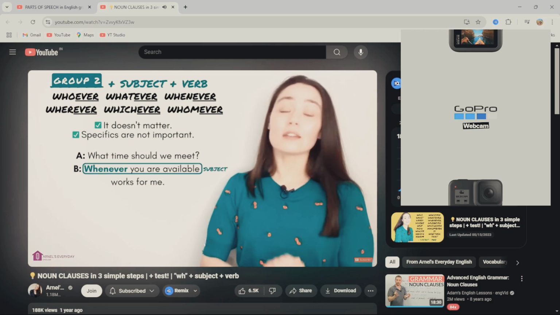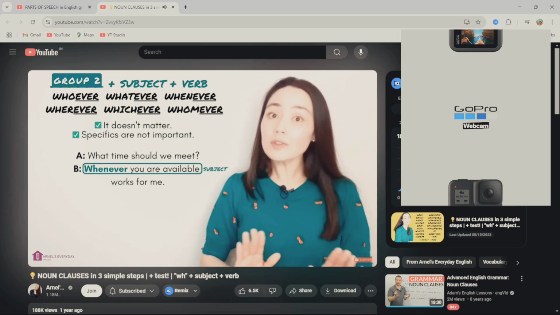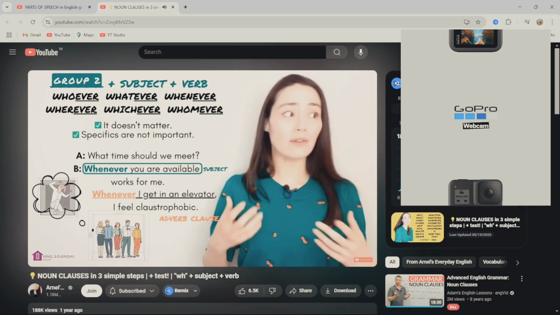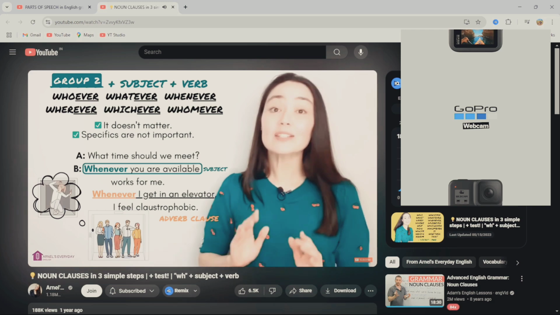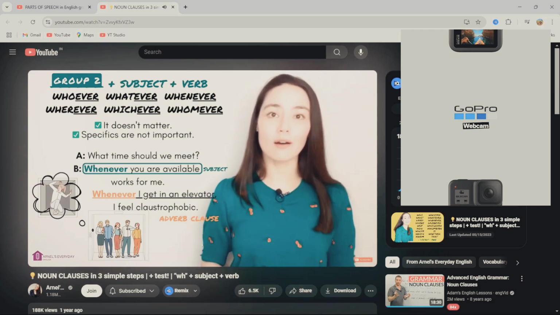And remember, again, noun clauses function as nouns. So it's not the same as saying, "Whenever I get in an elevator, I feel claustrophobic." Is that clause functioning as a noun? No. So keep that in mind. Don't let the vocabulary throw you off.